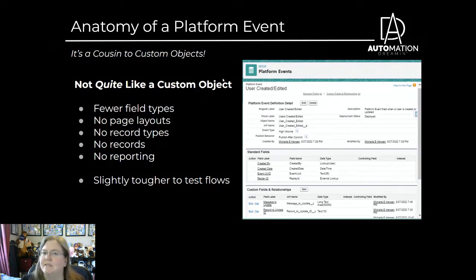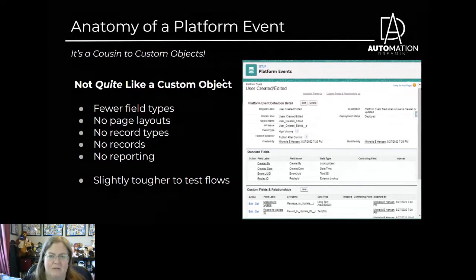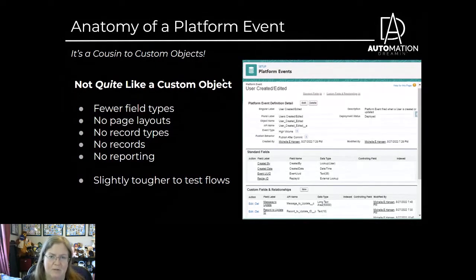And it does make it slightly tougher to test flows because you can't really trigger platform events in sort of a debugging capacity. So this is where you kind of have to take a step back toward how it used to be with Process Builder, where you actually have to test things by manually creating records or doing things with a live flow.